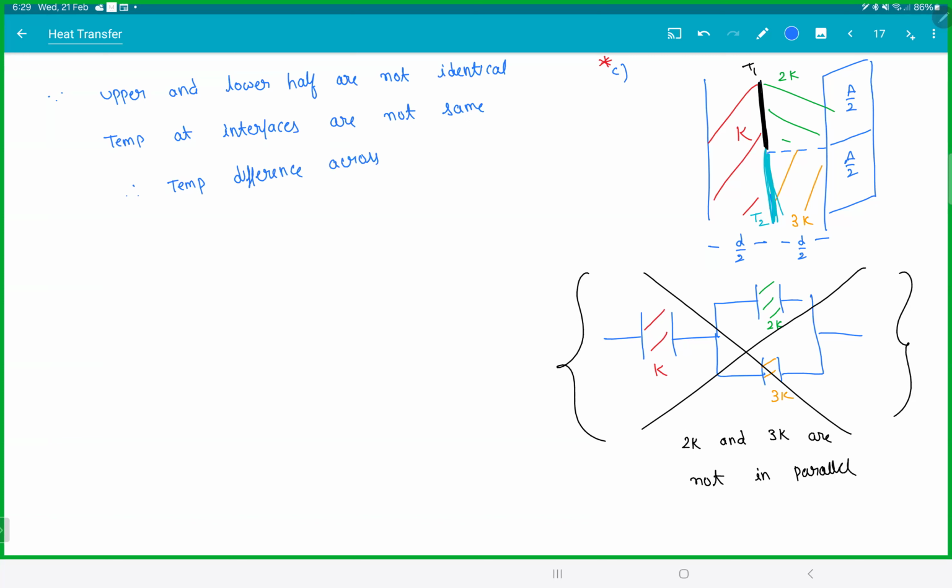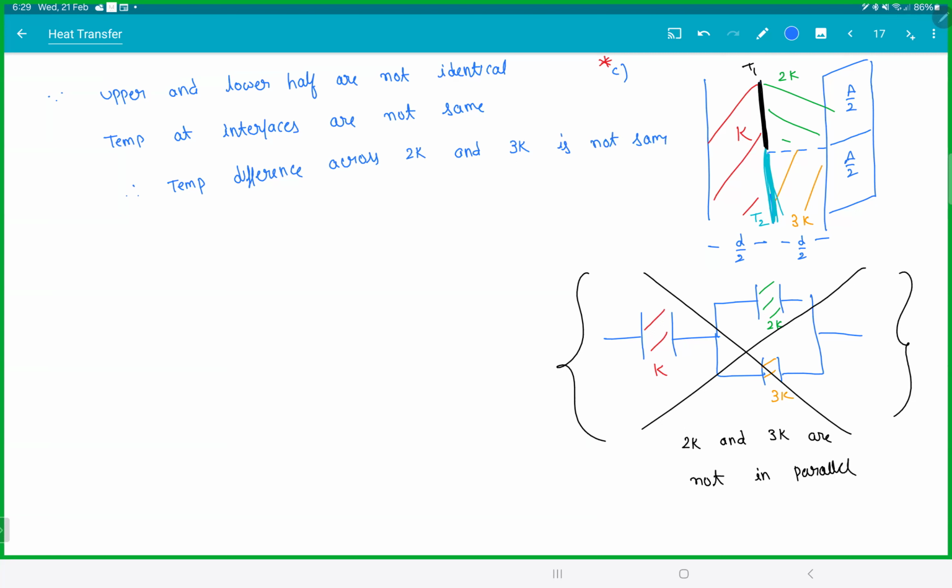Just because they're side by side doesn't mean they're parallel. What is the definition of parallel? Temperature difference should be the same. Temperature difference across 2K and 3K is not the same. So done. That's why they're not in parallel.